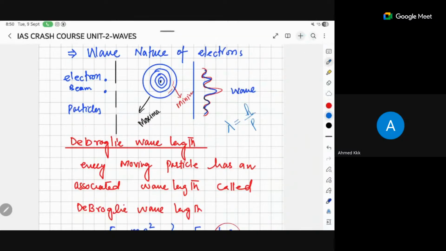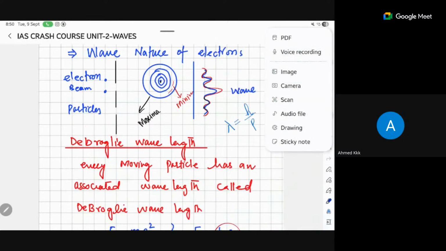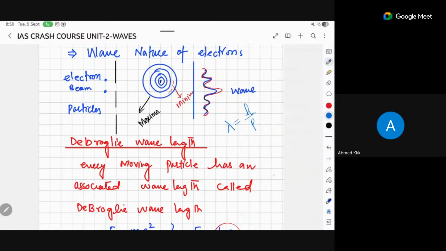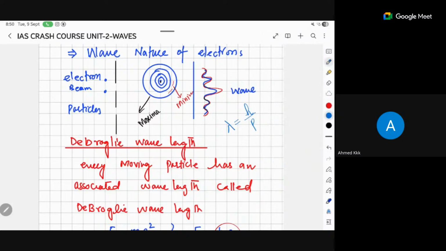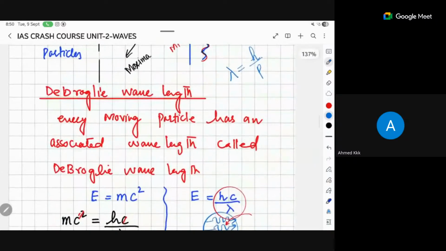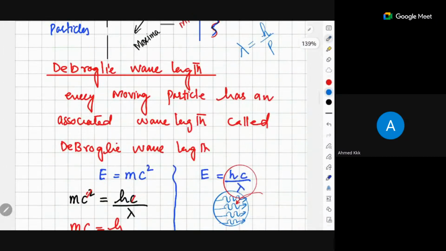So let's add a page here. I don't know why the page is not being added here. Space. No. Okay. In these notes, there was a problem that I was not able to add the space.